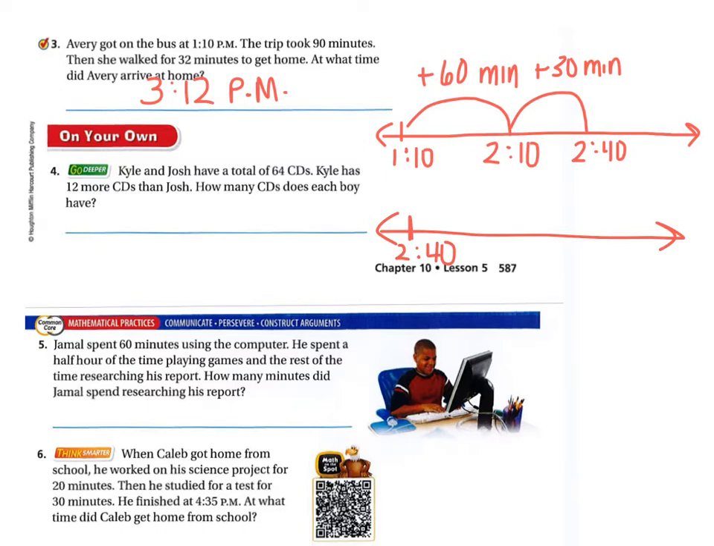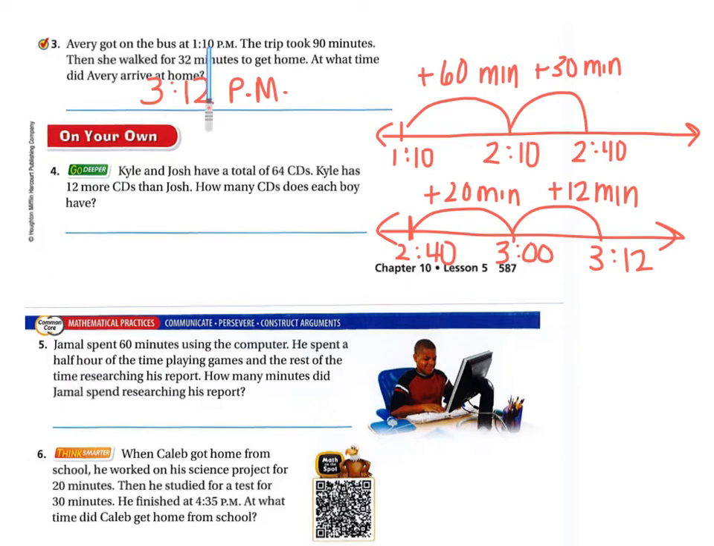So now I'm jumping 32 minutes. I'm going to break this up. I'm going to jump 20 minutes because I know 2:40 plus 20 minutes would bring me to a nice time to work with, 3 o'clock. Okay, then I know I need to jump 12 more minutes because 20 plus 12 is 32. 12 more minutes would bring me to 3:12.